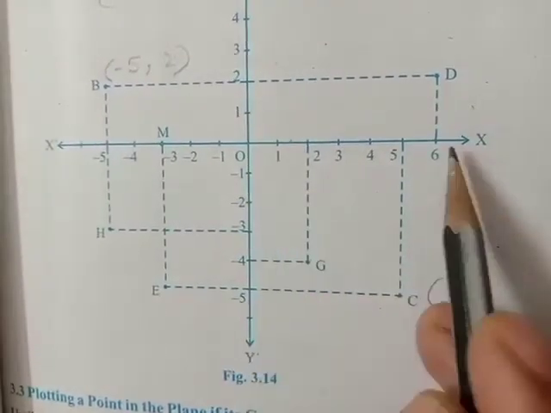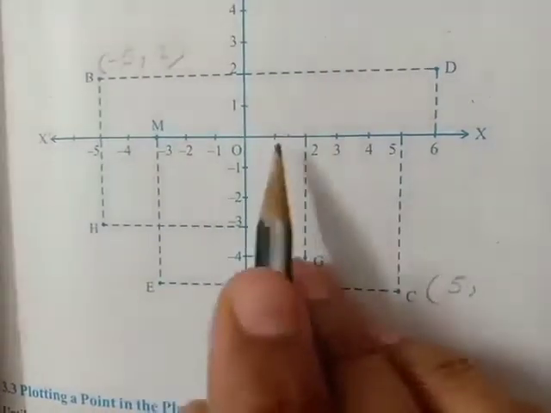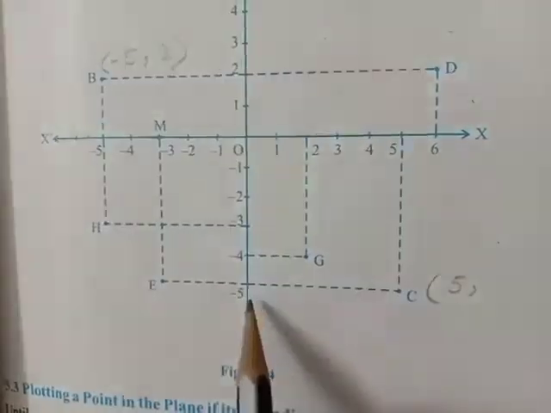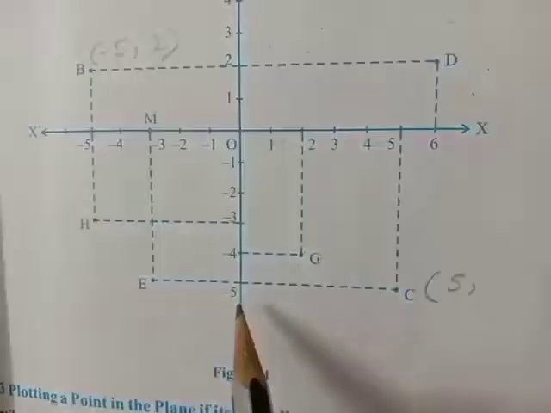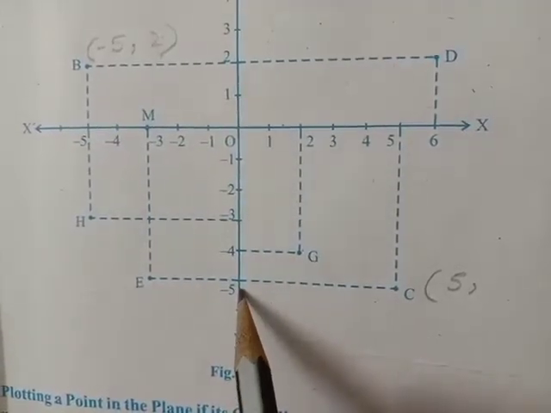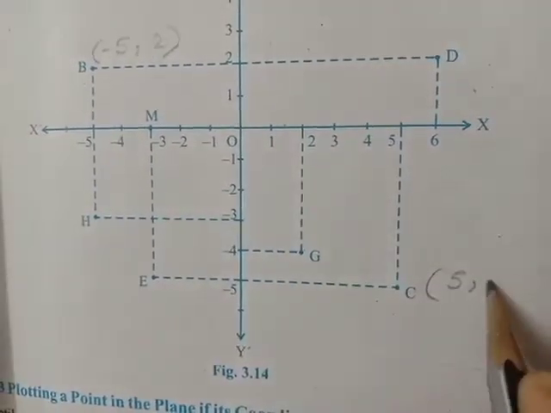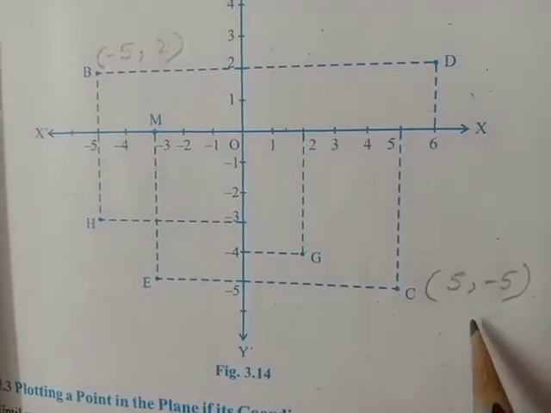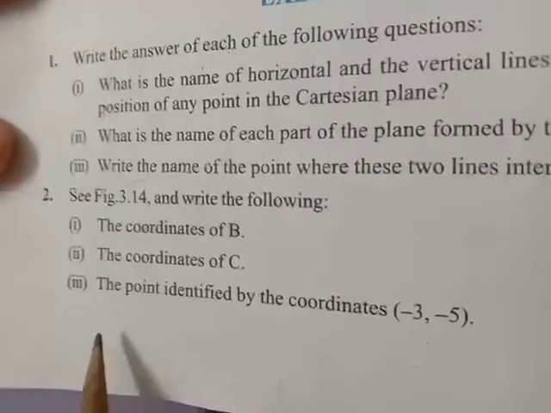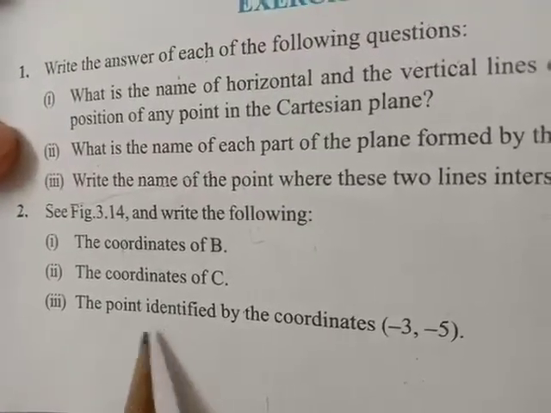And the y coordinate is measured from the x-axis. So how much is it? This is minus 5. So you write it minus 5. Understood? Now let's solve the third question.